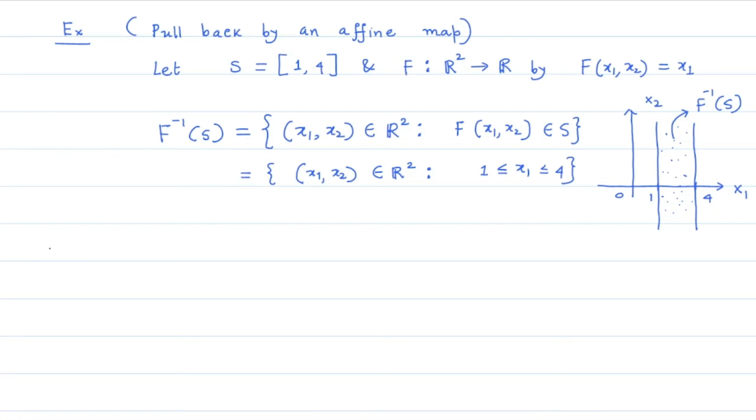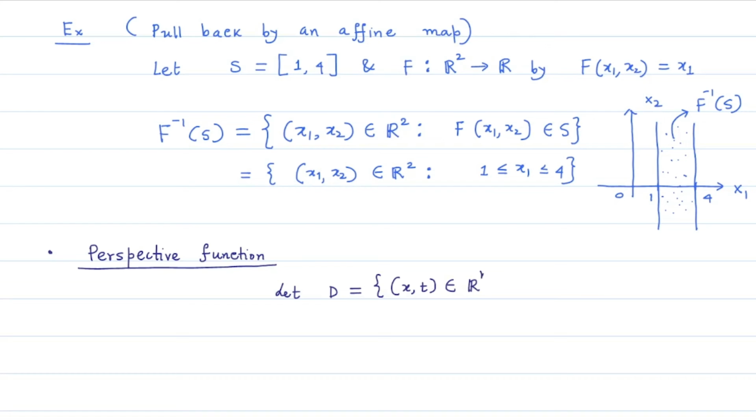Now I will end this lecture by mentioning one more convexity preserving operation, that is the push forward and pull back by perspective map of a convex set. By a perspective map we mean a function that is defined as follows: we consider a set, say capital D, that is the collection of all points (x, t), where x is lying in the R^(n-1) space and t is a real number which has positive value.